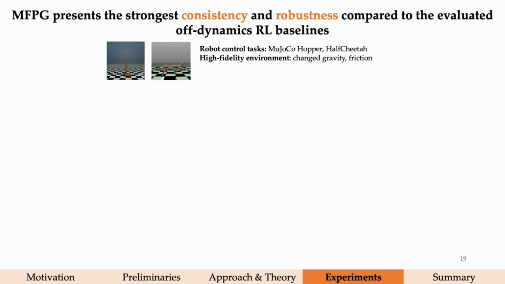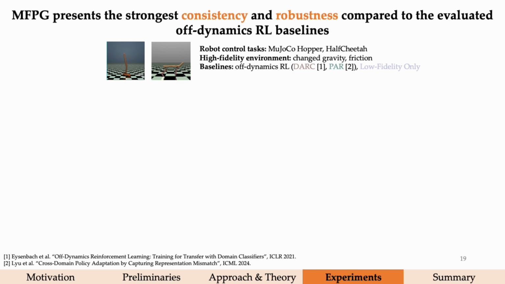We next run baseline comparisons on MuJoCo control tasks under a range of dynamics shifts. We compare MFPG against off-dynamics RL baselines, DARC and PAR, and also a low-fidelity only baseline trained with 100 times low-fidelity data. All results are reported relative to a common high-fidelity only baseline that uses the same scarce high-fidelity budget. The main takeaway is that MFPG is the most consistent and robust method among the evaluated baselines across these shifts.